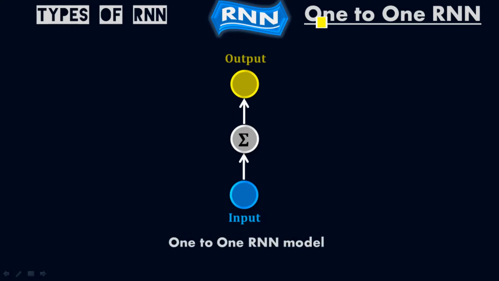It's pretty much clear from its name, one-to-one RNN, which means one input and one output with a single hidden layer. This is called one-to-one RNN model. It is a very simple model with one input and one output and also with a single hidden layer. That's why we call it one-to-one RNN model.